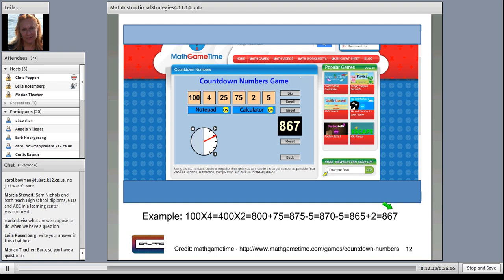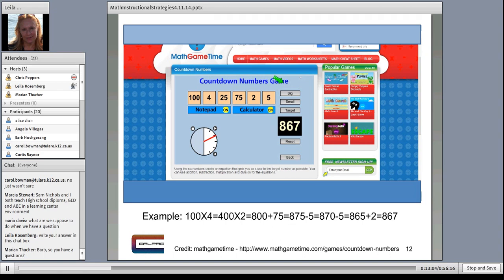When you use this on the internet in your classroom, you can turn on the timer. This is a timer right here. And you can open the notepad, or you can turn on the calculator. You have a calculator right here. You have a notepad here. Also, you can choose bigger or smaller numbers according to the level of your students.